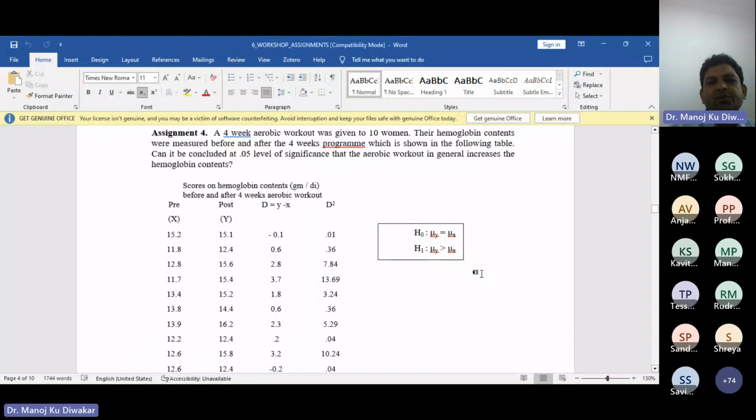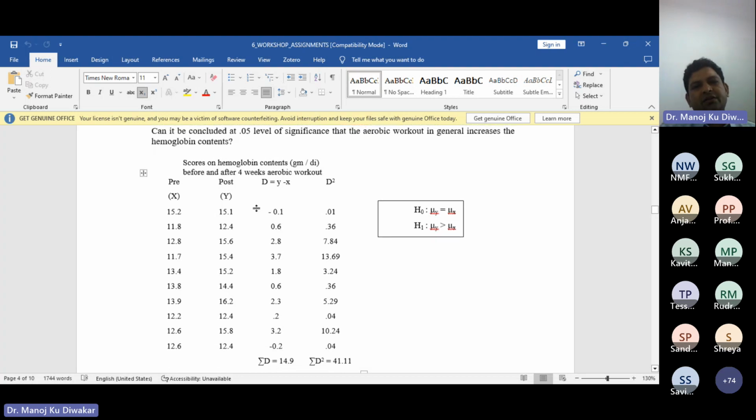From this example, you can clearly see that some aerobic workout is given to some patients, and then we see what the change in the hemoglobin level is. Okay, so you can see that this is the pre and post data. You can find the difference D, so Y minus X. So this is your sample 1, but the assessment can be done in pre and post. So D is your sample, Y minus X, and this is your null hypothesis and alternative hypothesis.